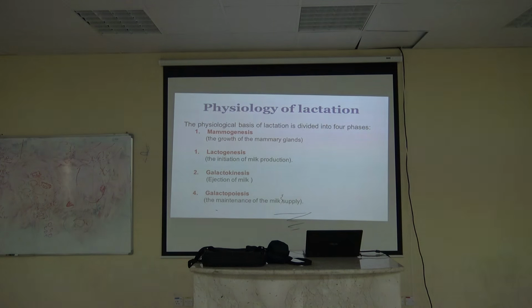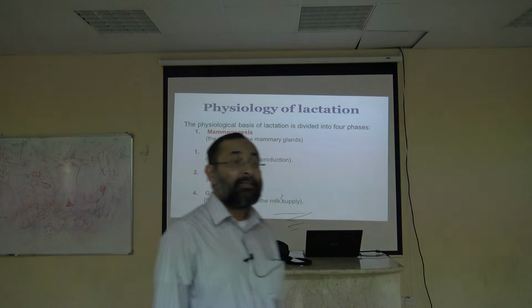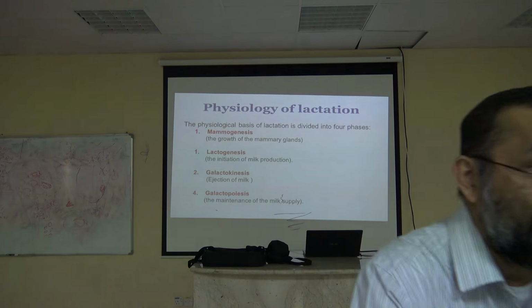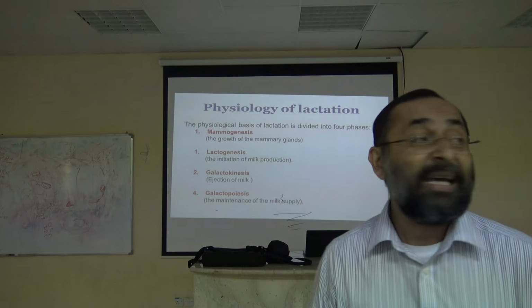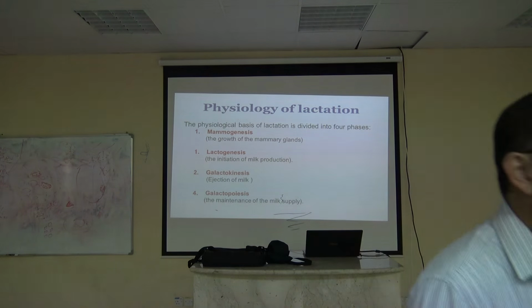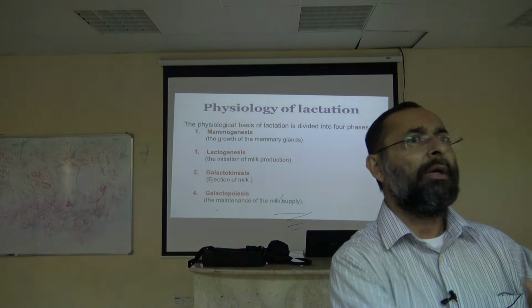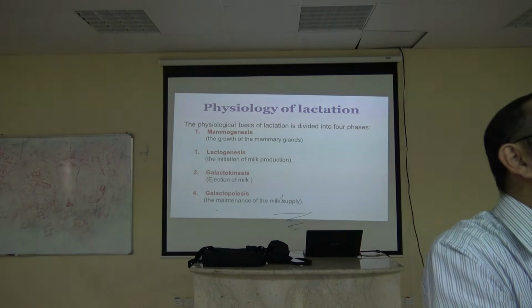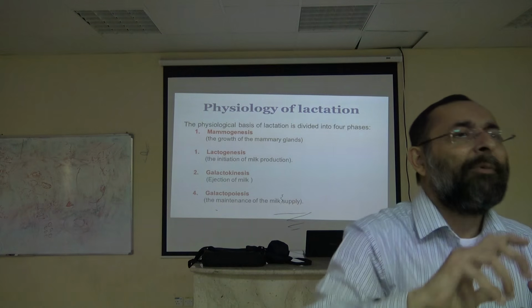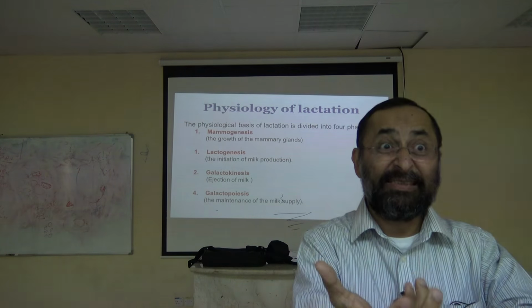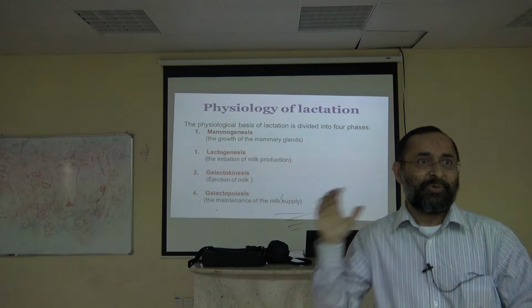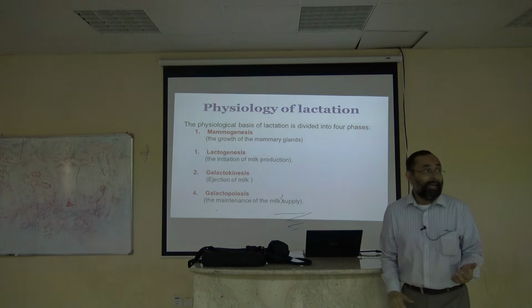The first term is mammogenesis. The second term is lactogenesis. The third term is galactokinesis, and the fourth and the last term is galactopoiesis. Closely allied terms having some overlap also, still they have their distinct meanings also. So we have to see one by one.